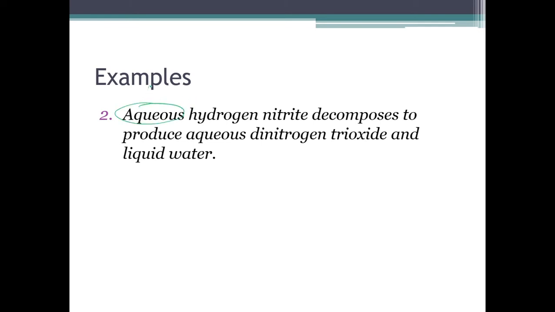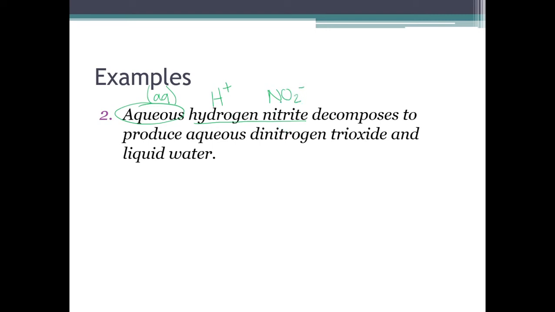Again, it's just going to tell us that this thing is, the symbol is AQ. Hydrogen nitrite. So as you should know, as of this 6 weeks, hydrogen can actually form an ion, H+. And nitrite, you should have memorized, is NO2-.